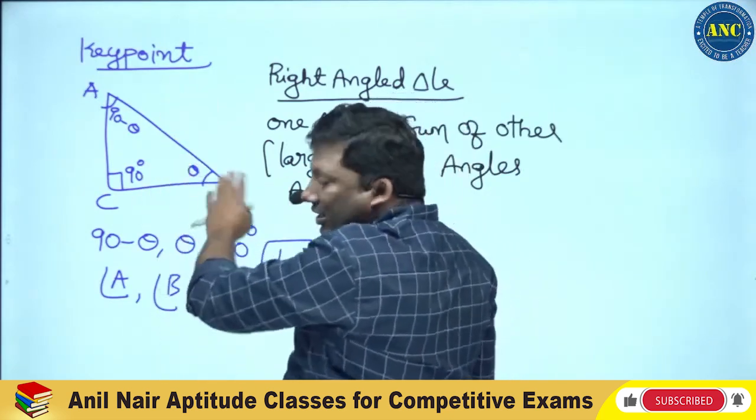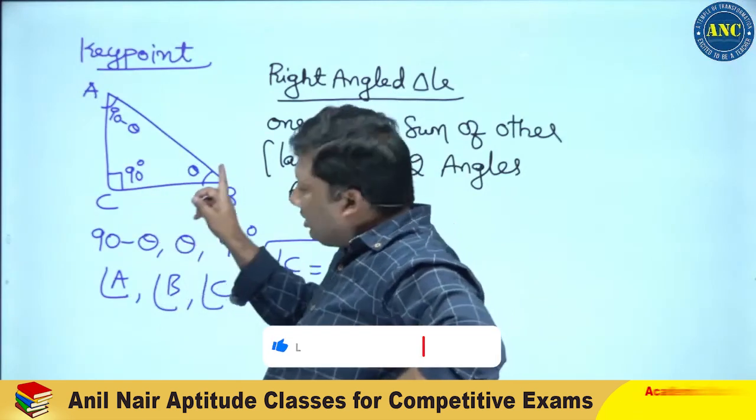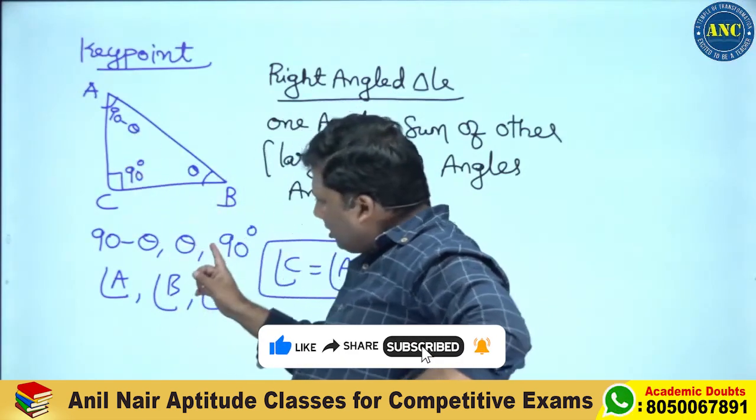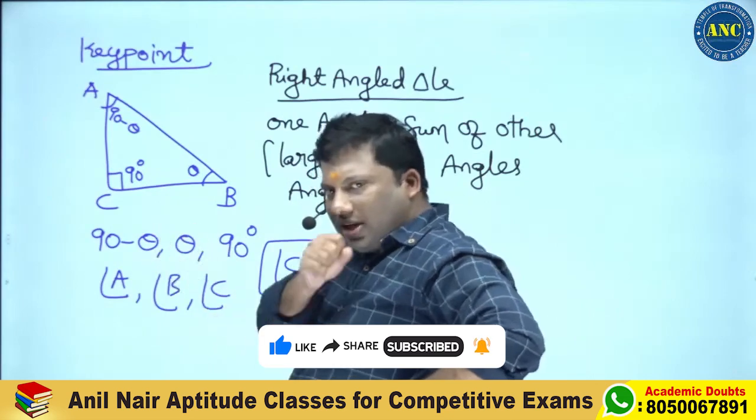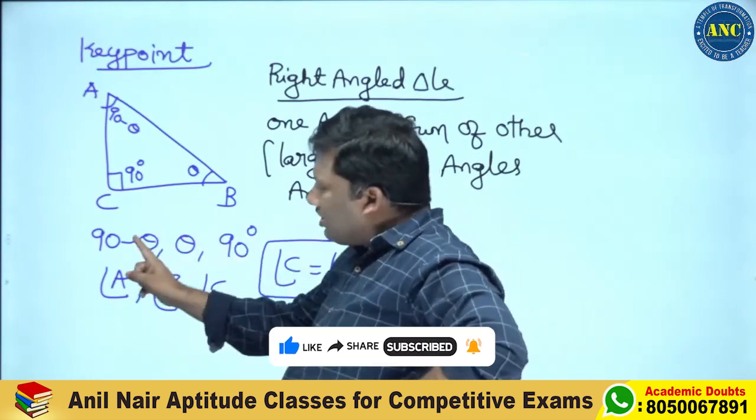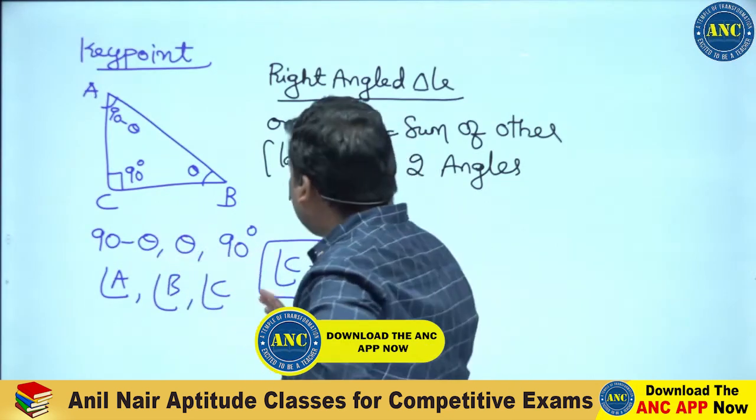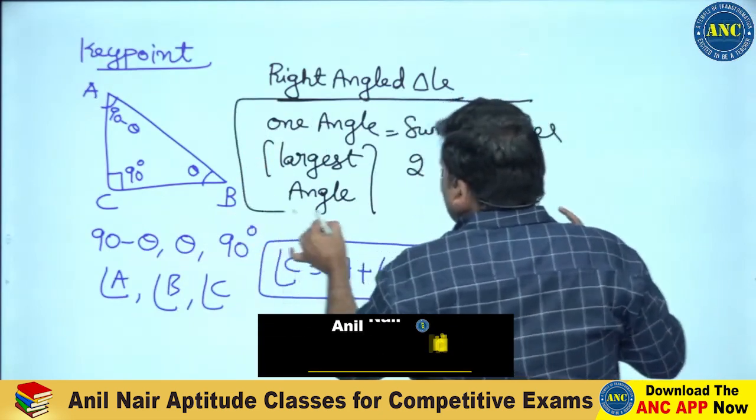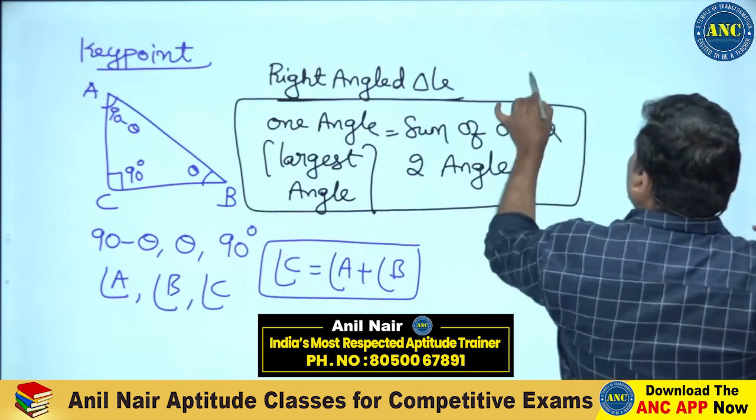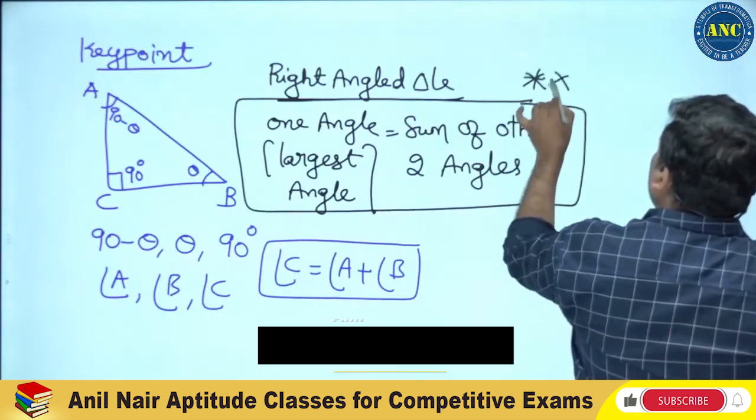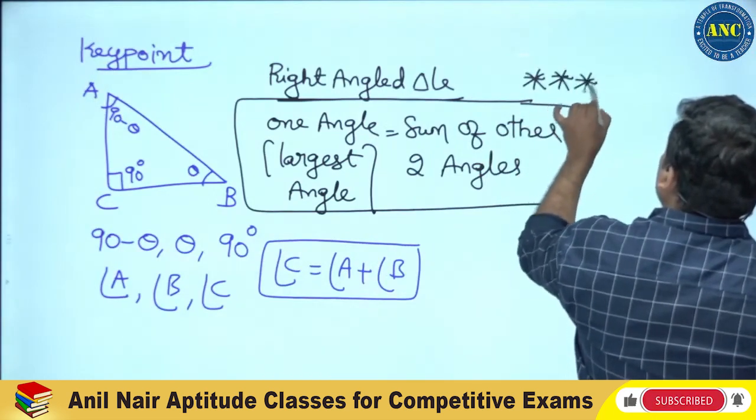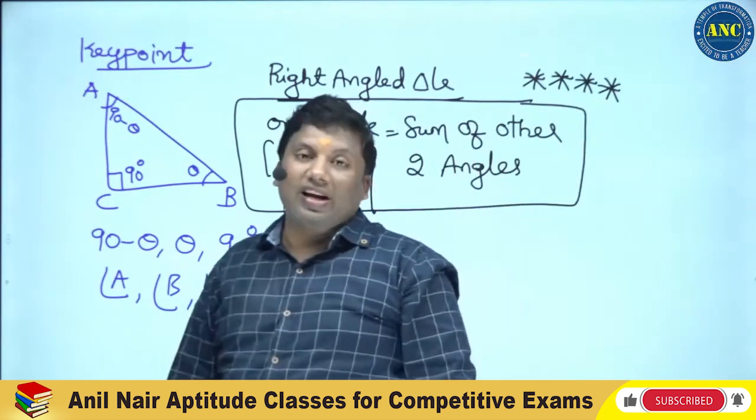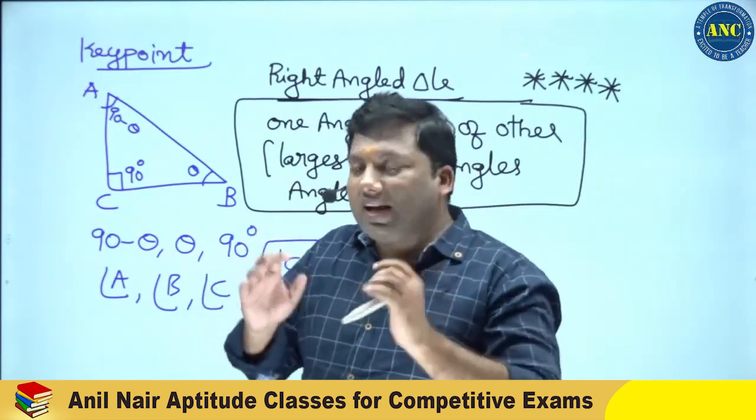In a right angled triangle, one angle is 90. The others are theta and 90 minus theta. 90 is equal to 90 minus theta plus theta. The largest angle, very, very important property: the largest angle is equivalent to the sum of the other two angles. Then the triangle is also called a right angled triangle.